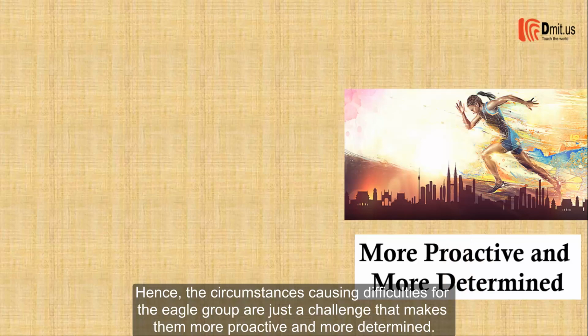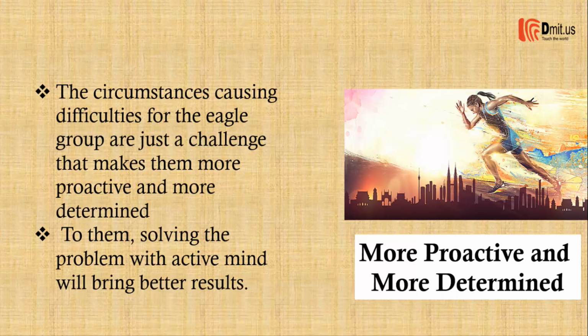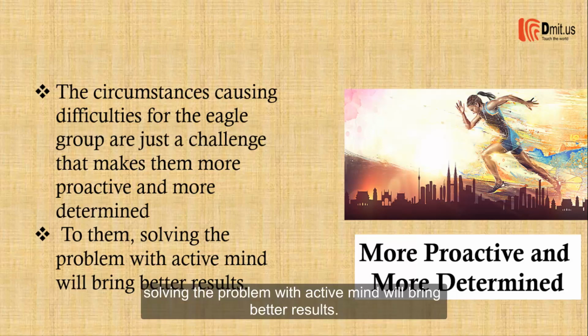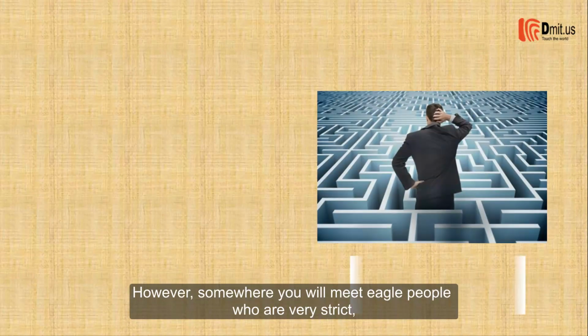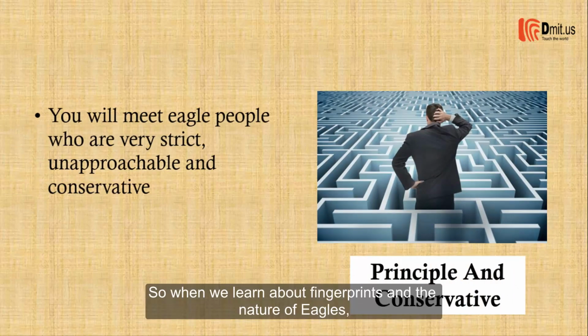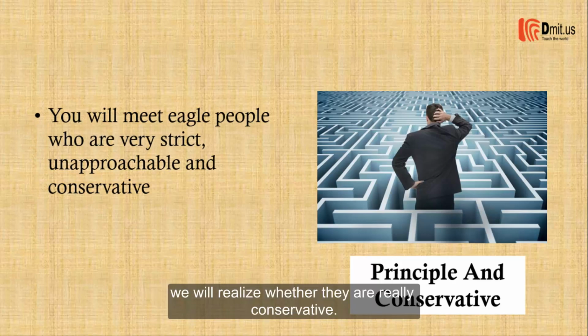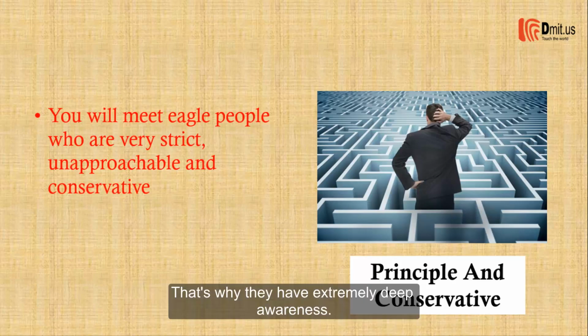Hence, circumstances causing difficulties for the Eagle Group are just a challenge that makes them more proactive and more determined. Because, to them, solving the problem with an active mind will bring better results. However, somewhere you will meet eagle people who are very strict, unapproachable and conservative. So when we learn about fingerprints and the nature of eagles, we will realize whether they are really conservative. Actually, they are not conservative because they symbolize the cognitive group. That's why they have extremely deep awareness.